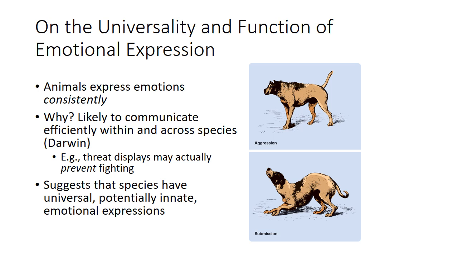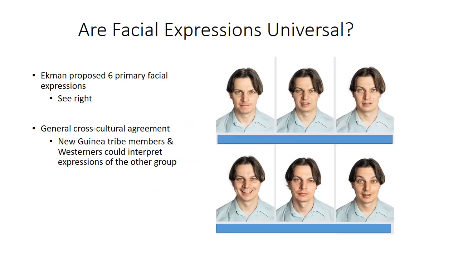And so this suggests that there may be something universal within a species that's potentially innate, that's born into us, to express emotions in certain universal ways that we all have. At least this works for dogs, right? Well, what about humans?